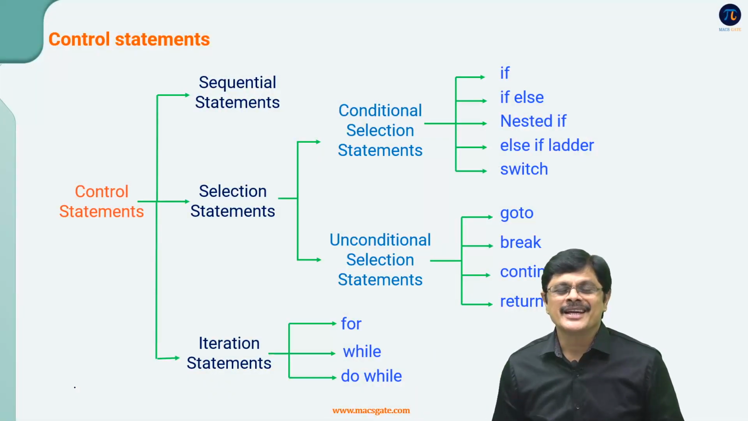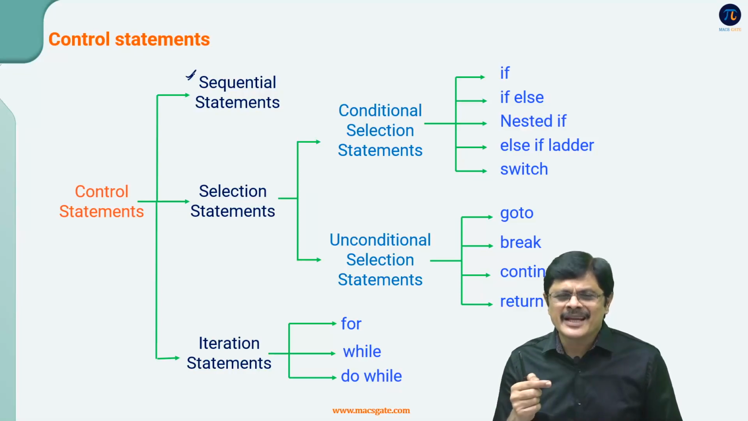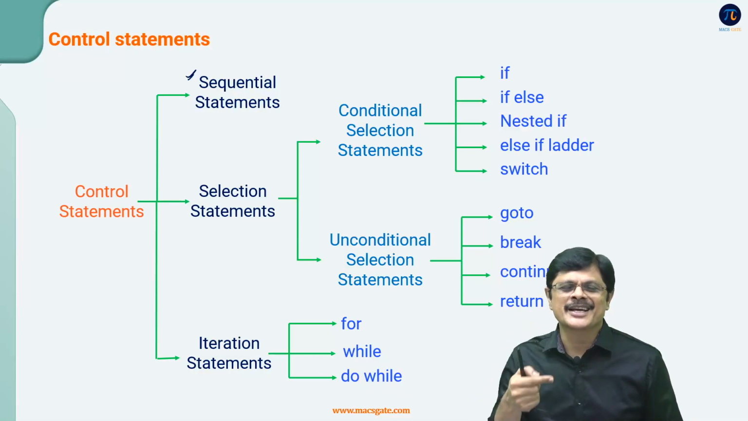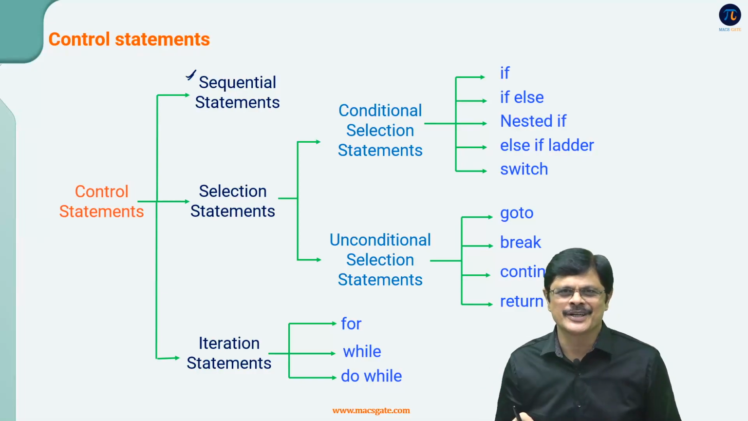Now, let us see the classification of control statements. Dear friends, even sequential statements can be considered as part of control statements. They cause a sequential execution of the program. So, expression and compound statements are also kind of control statements only.